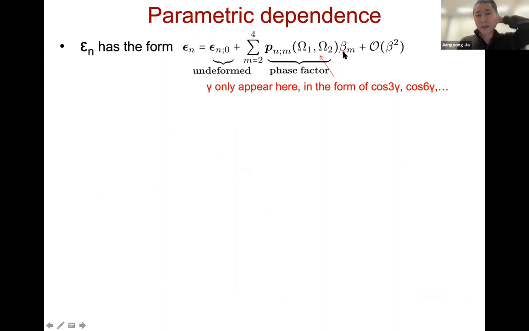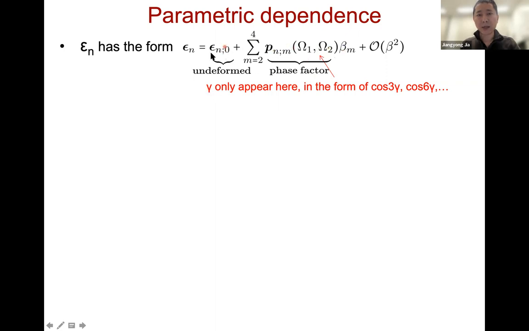to linear order, you can just do a Taylor expansion, and you will see that the eccentricity contains an undeformed piece, which is dominated by the nucleon fluctuation in the ultra-central collision, and in peripheral collision by the impact parameter, plus a term which depends on the deformation. This coefficient is controlled by the Euler angle, plus higher order terms. This relation should be true on an event-by-event basis. The gamma, which is the triaxiality, should only appear here.